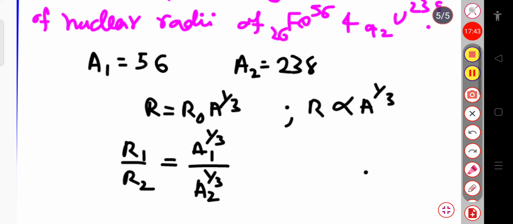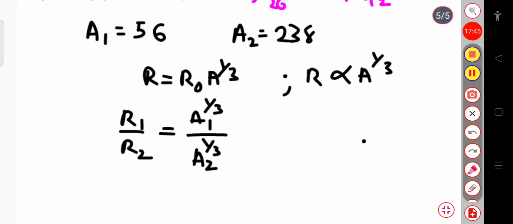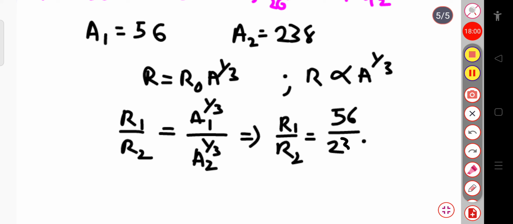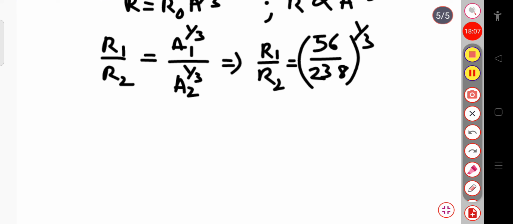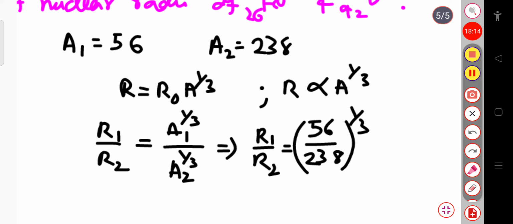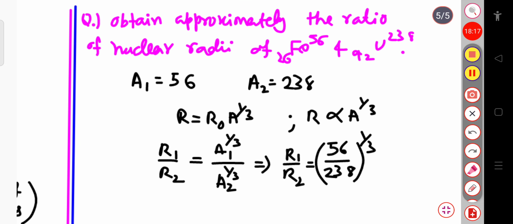Here the value of A1 is given as 56 and A2 is 238. If I substitute these values, R1 divided by R2 will be equal to 56 divided by 238, whole power 1 by 3. If you solve this, you will get the ratio. In this way you can solve this question.